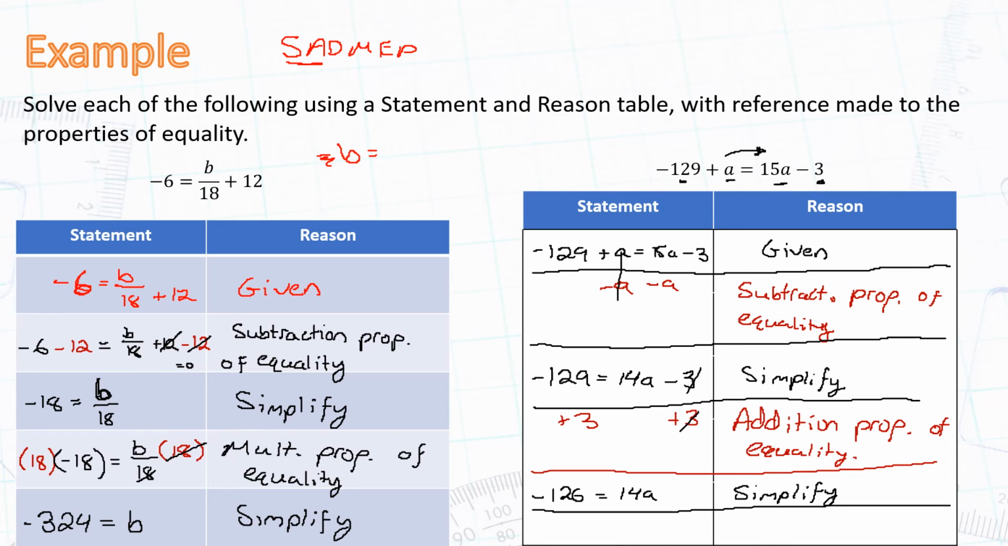All right, so to get A on its own, we would have to divide by 14 on both sides. So 14 divided by 14 is 1. That will leave me with an A. And then negative 126 divided by 14 is 9, and negative 9 in this case. So negative 9 equals A. So I've got a division property. And then just to squeeze it in, the last line would be simplify.